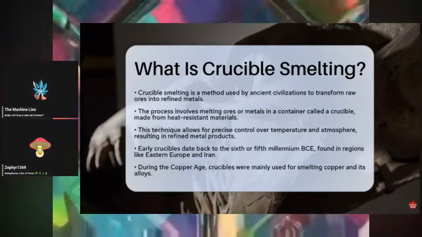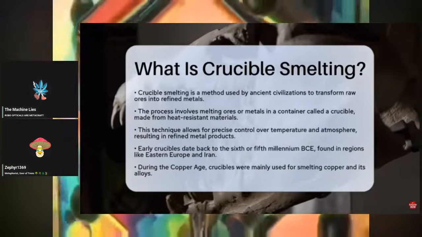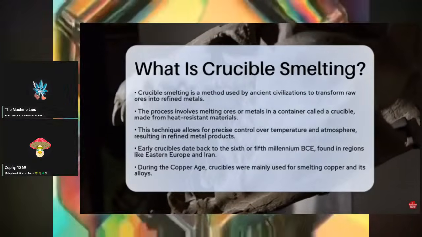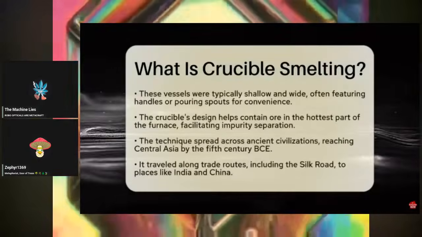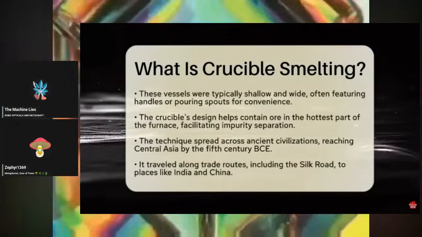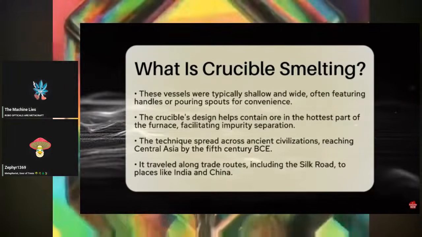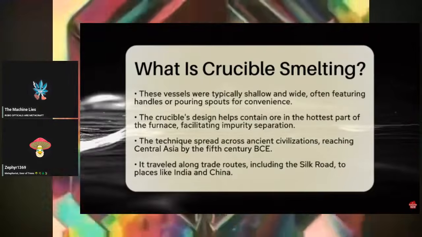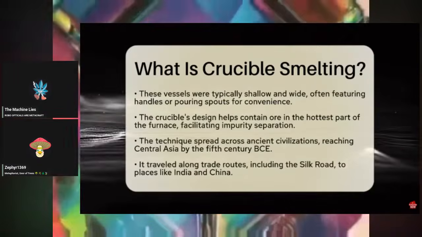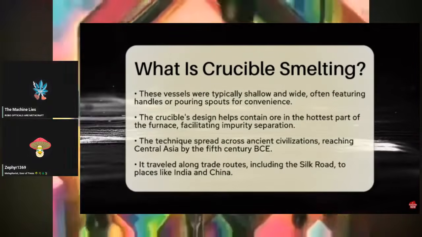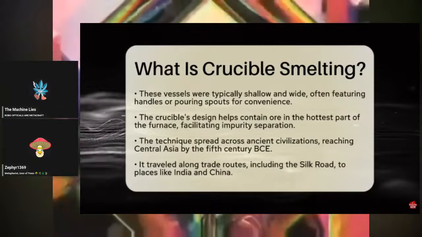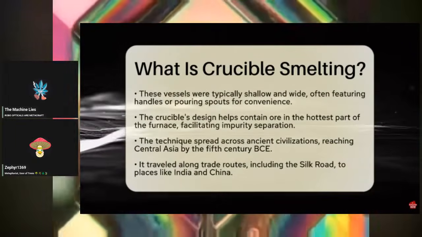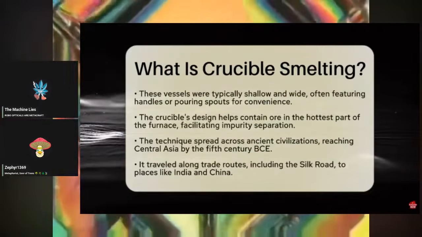Crucibles were often crafted from clay or other heat-resistant materials. The earliest examples of these crucibles date back to the 6th or 5th millennium before the Common Era in areas like Eastern Europe and Iran. During the Chalcolithic period, which is also known as the Copper Age, crucibles were primarily used for smelting copper and its alloys. These vessels were usually shallow and wide, often designed with handles or pouring spouts for easy handling of molten metal. The crucible's main role was to contain the ore in the hottest part of the furnace, allowing impurities to separate and enabling the metal to be shaped after the smelting process. As time went on, the technique of crucible smelting spread across various ancient civilizations. In Central Asia, particularly in what is now Uzbekistan and Turkmenistan, crucible smelting was practiced as early as the 5th century before the Common Era.